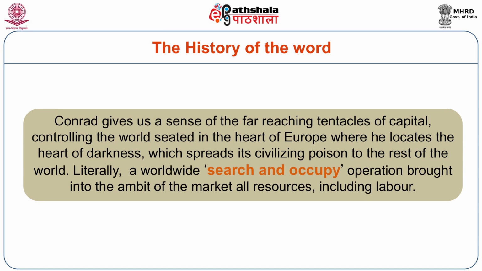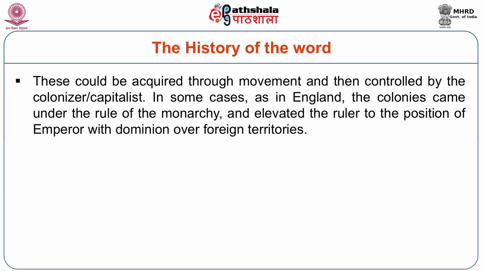Conrad gives us a sense of the far-reaching tentacles of capital controlling the world seated in the heart of Europe, where he locates the heart of darkness, which spreads its so-called civilizing poison across the world. Literally a worldwide search and occupy operation brought in mineral resources and human resources into the ambit of the market of world capital. These could be acquired through movement and then controlled by the colonizer or the capitalist.